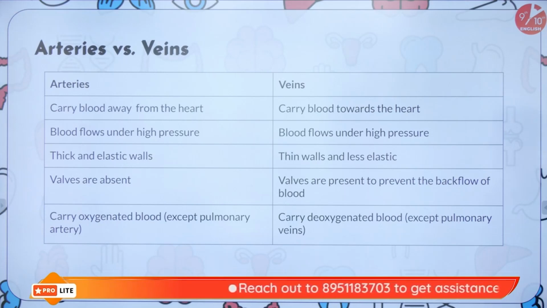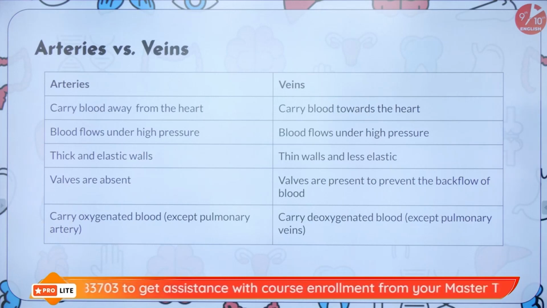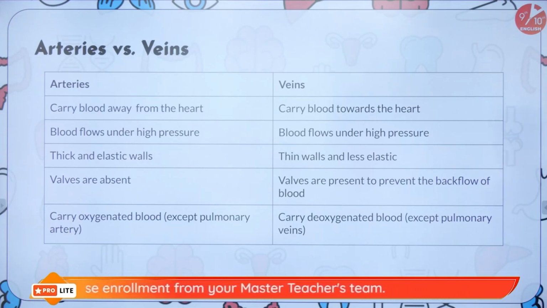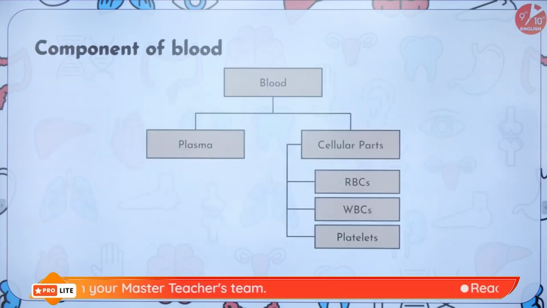Arteries carry away, veins carry towards. Arteries have high pressure, even veins have high pressure. Arteries have thick and elastic walls, veins have thin and less elastic walls. Arteries don't have valves, veins have valves. Arteries carry oxygenated blood, veins carry deoxygenated blood. This is again super important from an exam point of view.